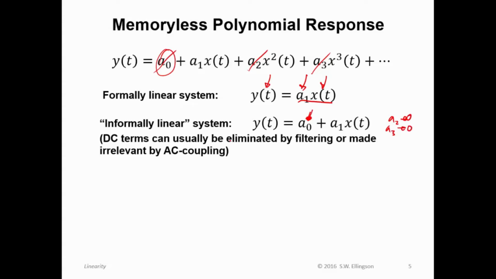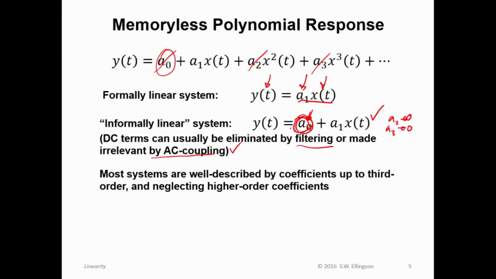And one reason for this is DC terms can usually be eliminated by filtering or made irrelevant by AC coupling. So the fact that this A0 here is non-zero is irrelevant because we end up filtering it away, or we just make it irrelevant because we do AC coupling between stages.